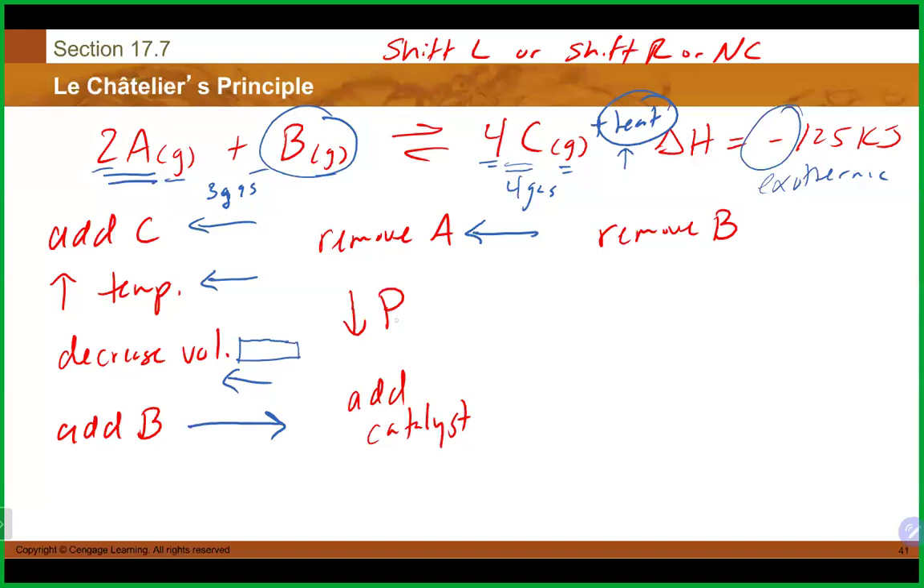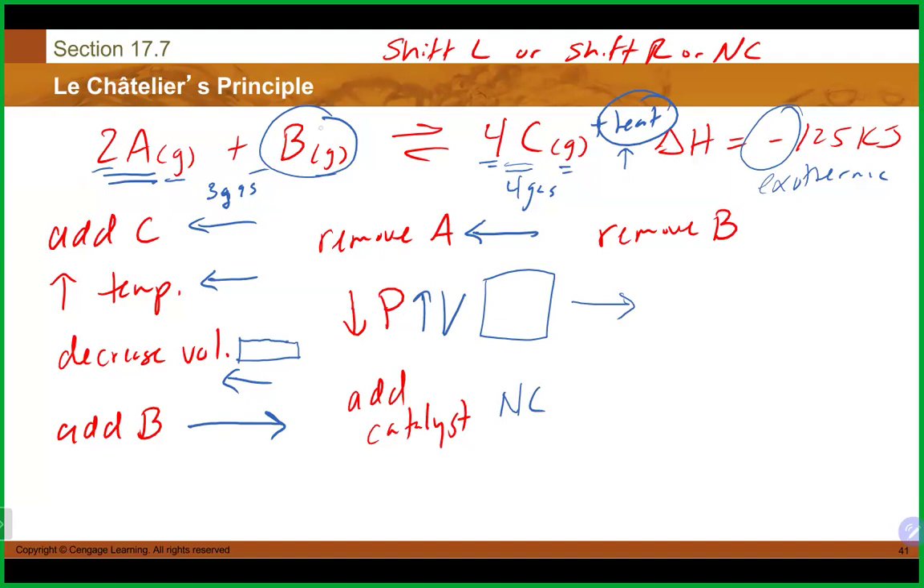If the pressure goes down, that means that my volume has gone up, and I now have a larger volume. And once again, in the larger volume, I need more gas molecules, which in this reaction is to the right. When I add a catalyst, that's going to have no change.